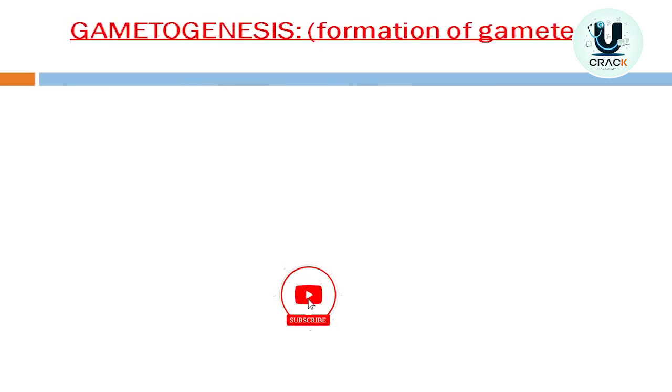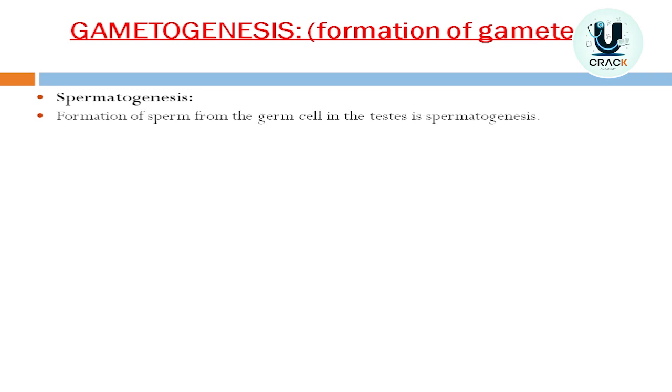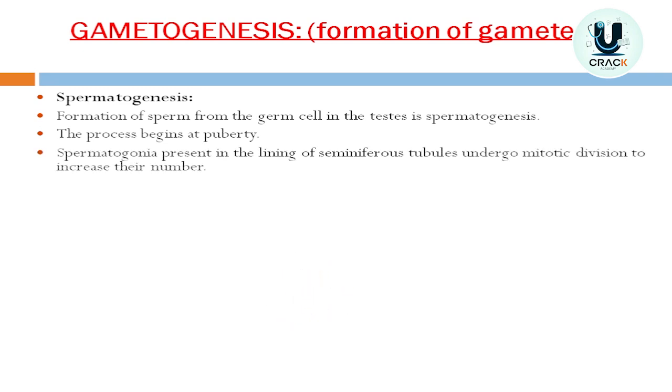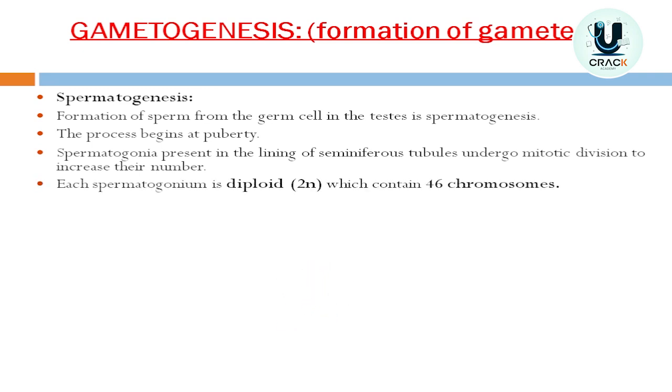Gametogenesis, formation of gametes. Spermatogenesis, formation of sperm from the germ cells in the testis. The process begins at puberty. Puberty என்னன்னு தெரியும்ல? Yes, after we cross a certain age, we get some changes in our hormones. Spermatogonia, present in the lining of the seminiferous tubules, undergo mitotic divisions to increase their number. Each spermatogonium is diploid, which contains 46 chromosomes. All humans have 46 chromosomes.